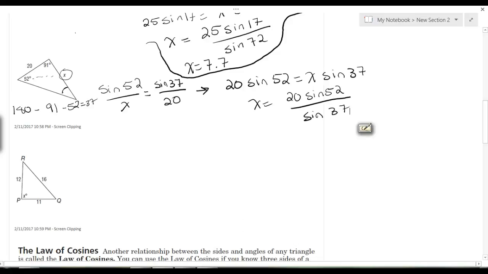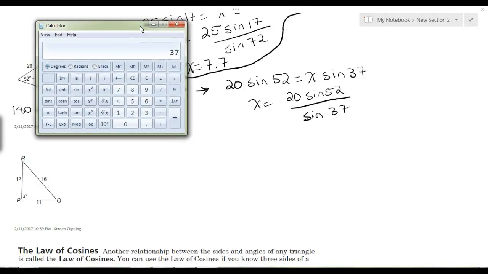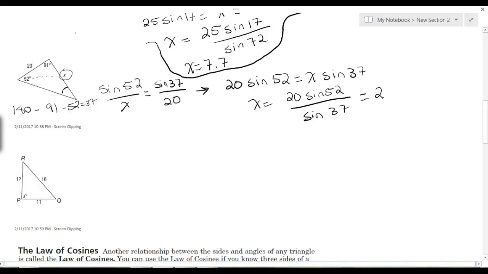So I'll go ahead and put that in my calculator. 52, take the sine of it, multiply that by 20, equals, divided by sine of 37, and I get 26.2. So I'll go ahead and write that down, which equals 26.2. That looks pretty good. So if I know this is a 37-degree angle and this is a 52-degree angle, it would make sense that this would have to be a bit bigger than 20.